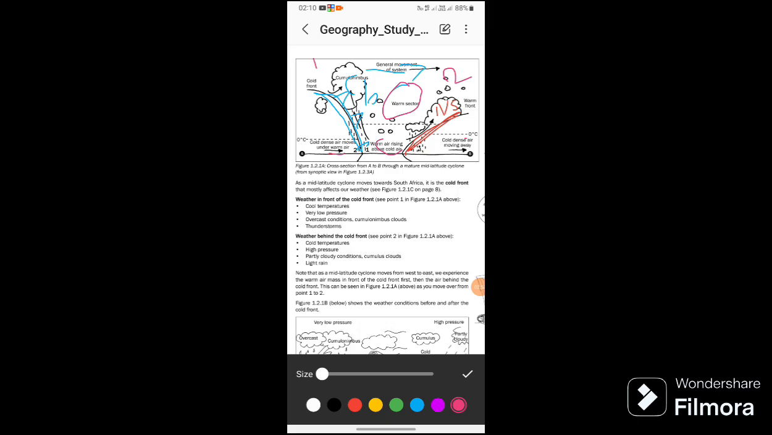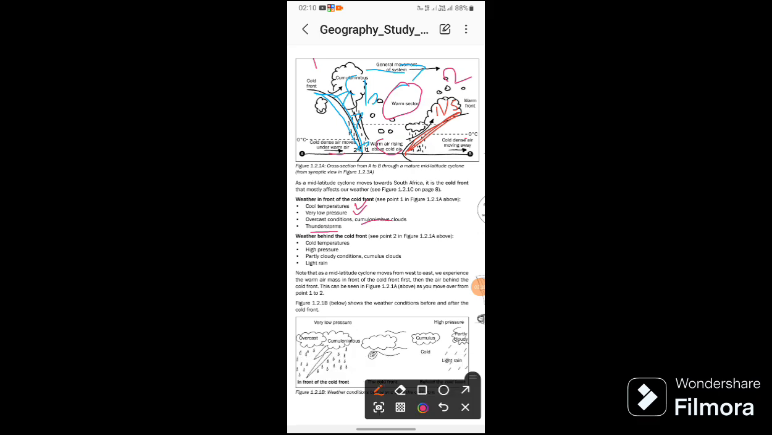So we must know that our country, South Africa, is mostly affected by the cold front. So let's see the weather associated with this cold front. Cold temperatures, low pressure, overcast conditions, cumulonimbus, and results in thunderstorms. This is what you must know.